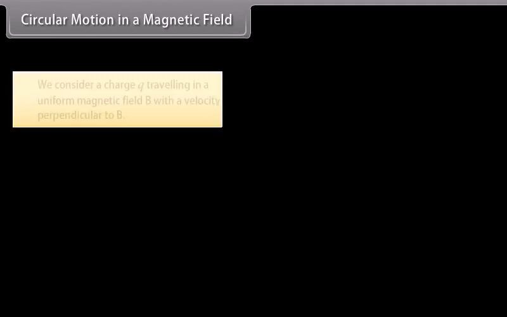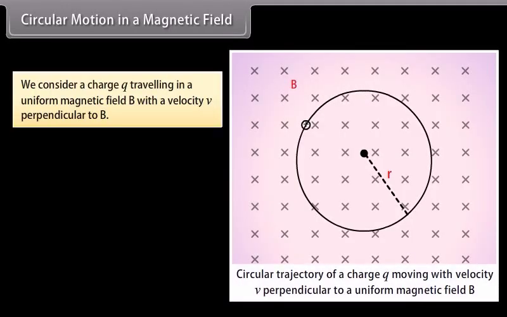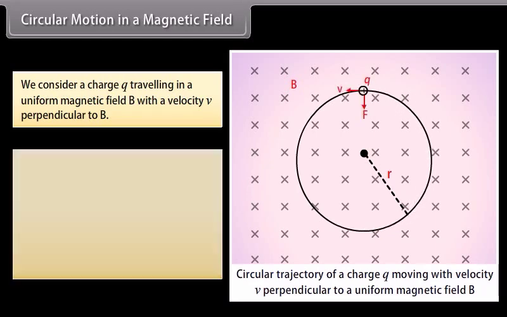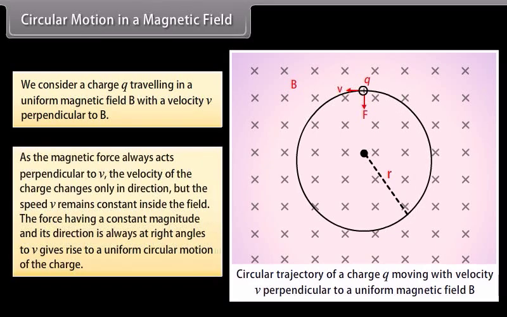Circular motion in a magnetic field. We consider a charge Q traveling in a uniform magnetic field B with a velocity v perpendicular to B. As the magnetic force always acts perpendicular to v, the velocity of the charge changes only in direction, but the speed v remains constant inside the field.